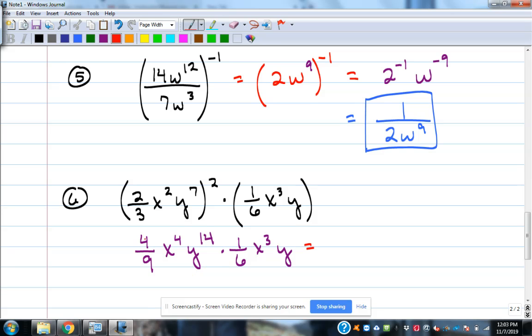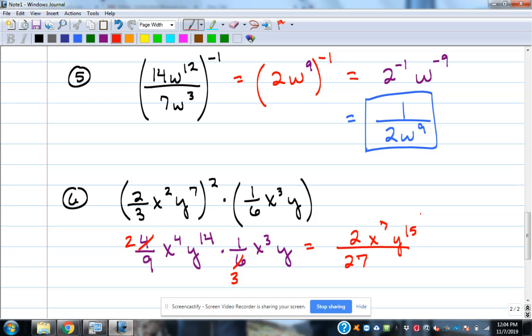So 4 and 6 are divisible by 2. So it's going to be 2 on the top, 27 on the bottom. X to the what? 7, y to the 15th.